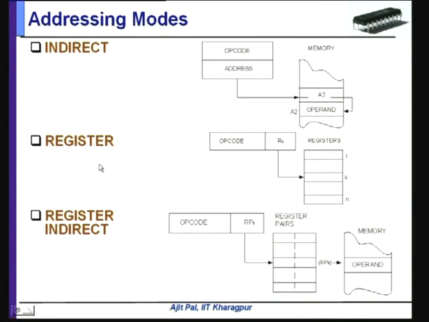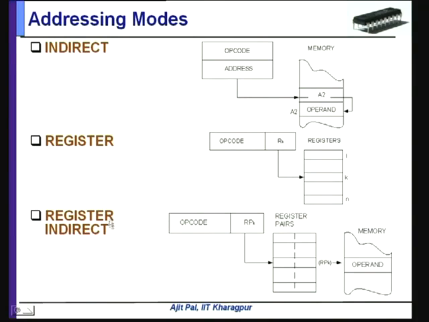Then you can have register addressing. As I have already told, a small portion of the instruction, the opcode being a little smaller here, can provide the register name or register number, which will provide the operand. Here is your set of registers or register bank, whatever you call it, and this is pointing to the register where the operand is stored.